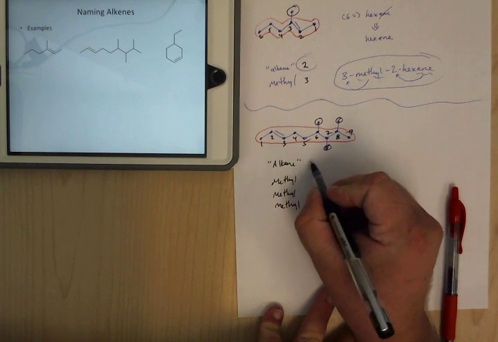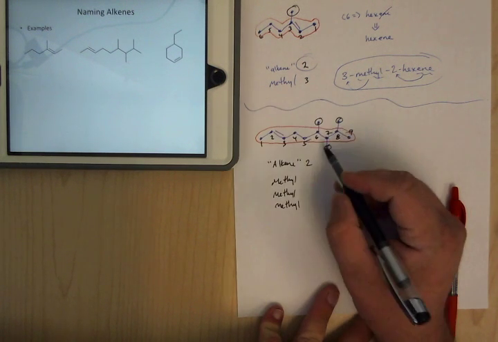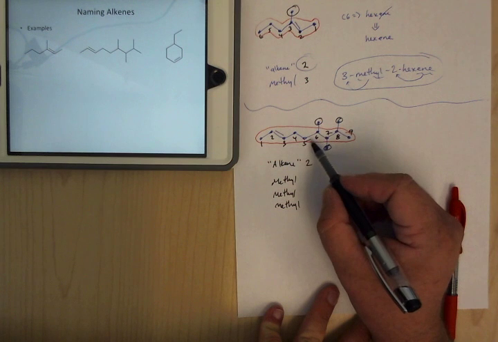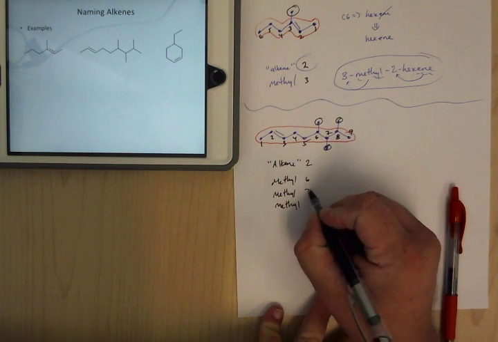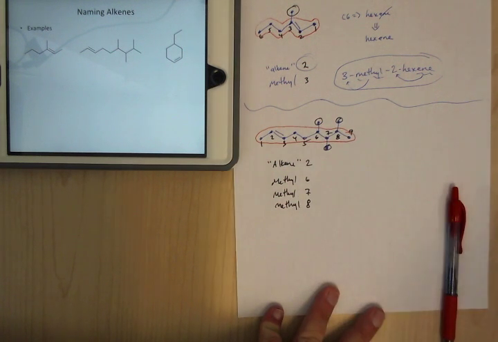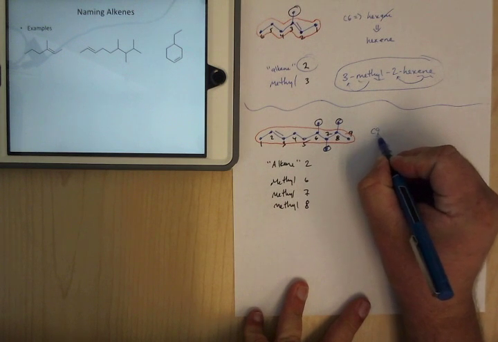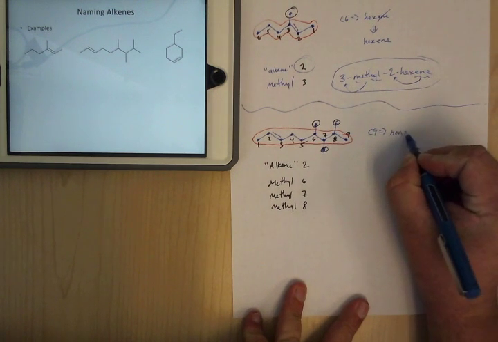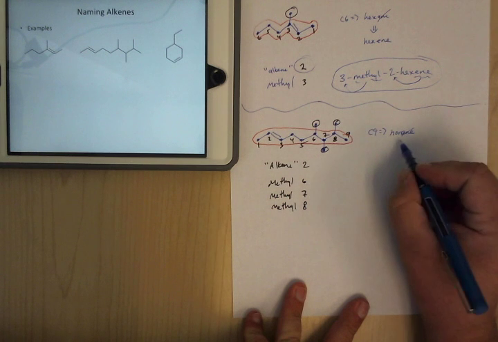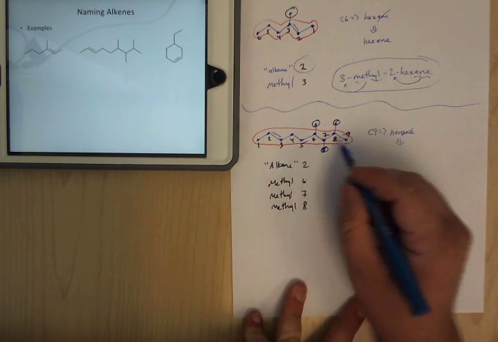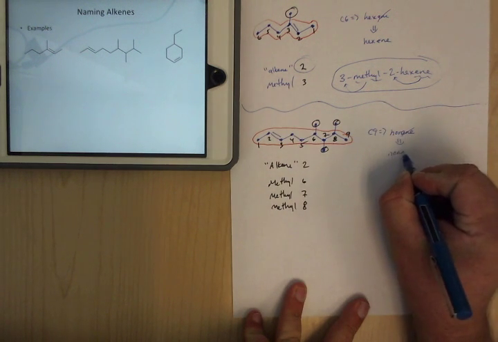So the alkene starts at carbon 2, and then it's 6, 7, 8. Oh, I forgot to number this. So this is C9, so it's nonane. That would normally be nonane, but again, we'd remove the suffix to say it has a double bond in it, so that would be nonene.